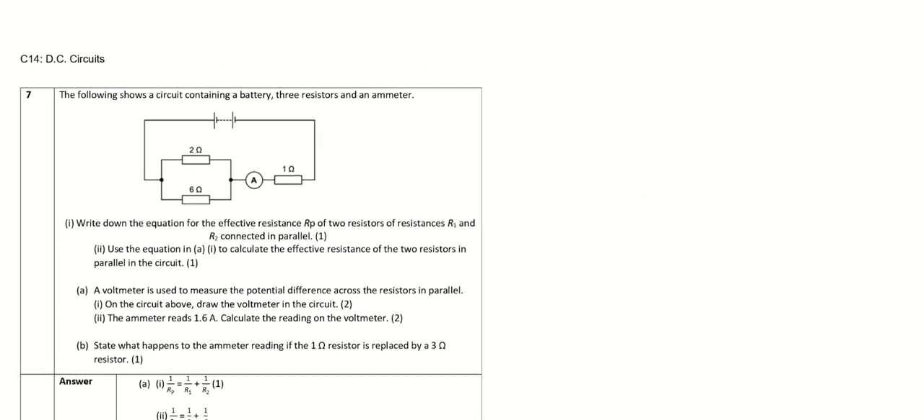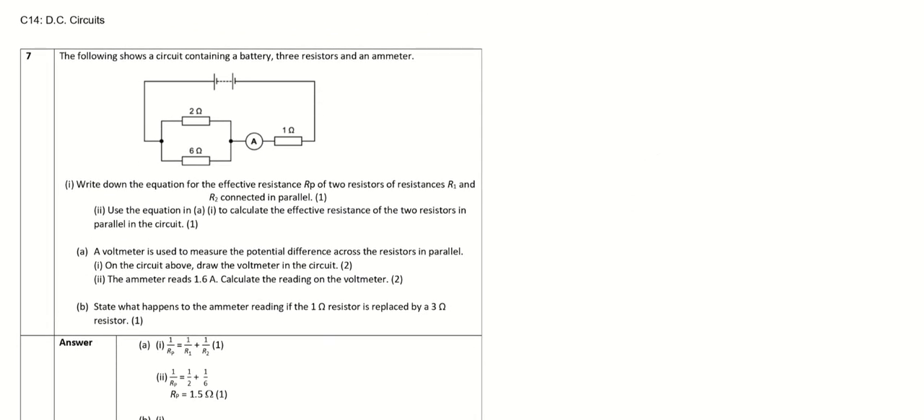Okay, question 7. The following shows a circuit containing a battery and 3 resistors. They all have different resistances. 2 ohm and 6 ohm are in parallel. Then I have 1 ohm in series with that. Write down the equation for the effective resistance of 2 resistors of resistance R1 and R2 connected in parallel. So 1 over R effective, they use RP, equals 1 over R1 plus 1 over R2, and this is okay.